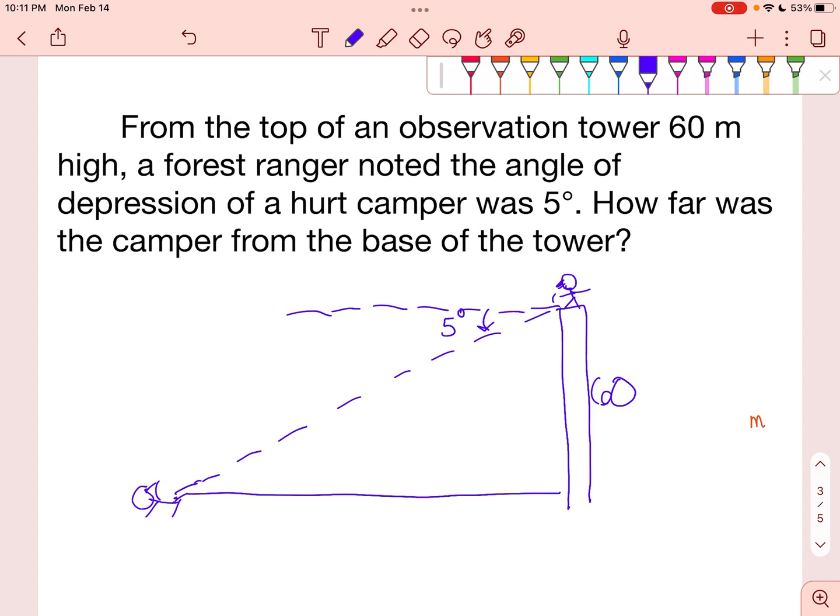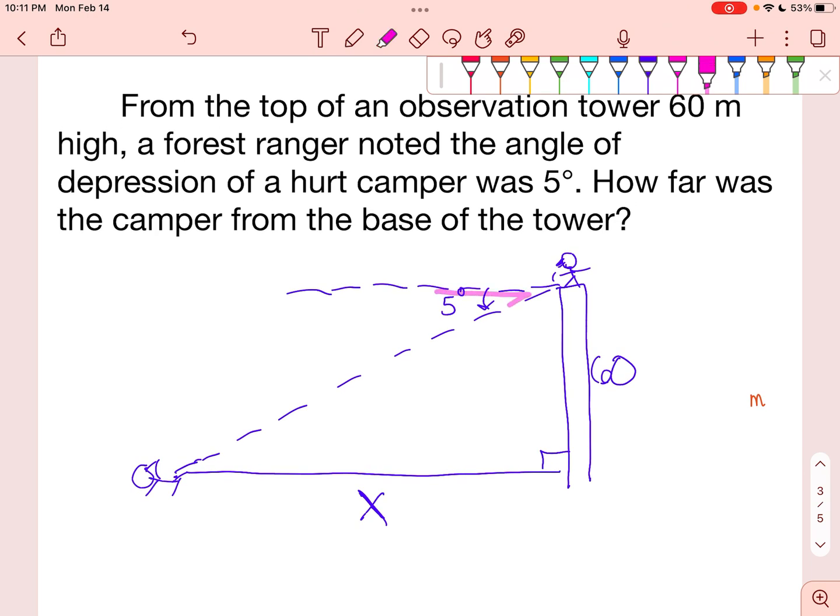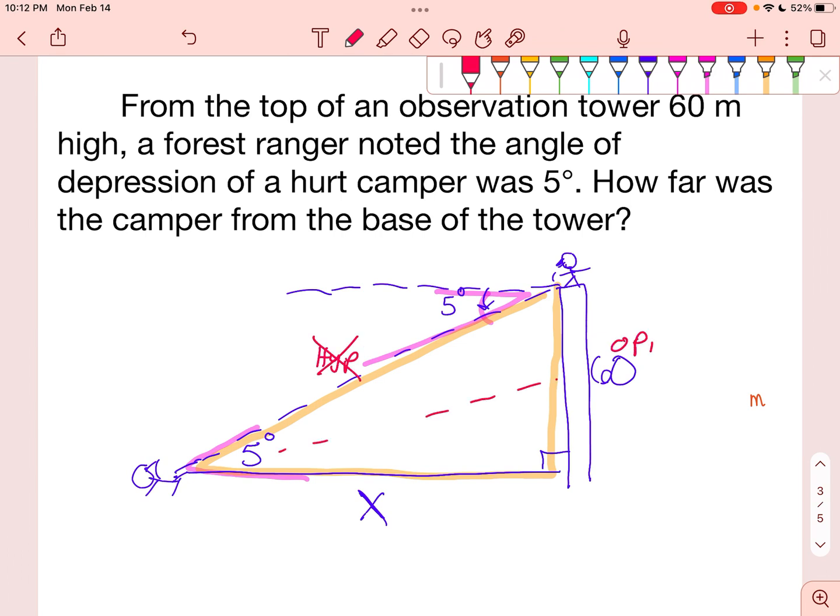It says how far was the camper from the base of the tower. So this is what we are looking for right here. And as you can see, I'm building in your right triangle. I'm also building in this little 5 degree Zorro angle. Therefore, this angle right here has to be 5 degrees. Using this triangle, so we have this orange triangle right here, I'm mixing my angles and my sides. So I'm going to label my sides. My hypotenuse, which I know nothing about in this case, I have my opposite side, opposite from the angle, and my adjacent side.